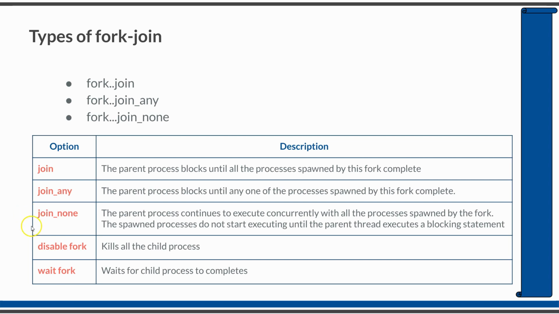But before that, just understand that there are two more statements related to fork joins, which are disable and wait. A disable fork will kill all the child processes which are launched, and a wait fork will wait for all the child processes which are launched. You are going to see all of them in detail now.